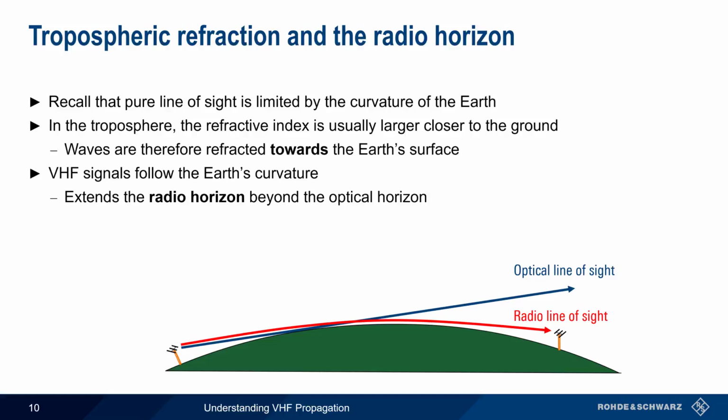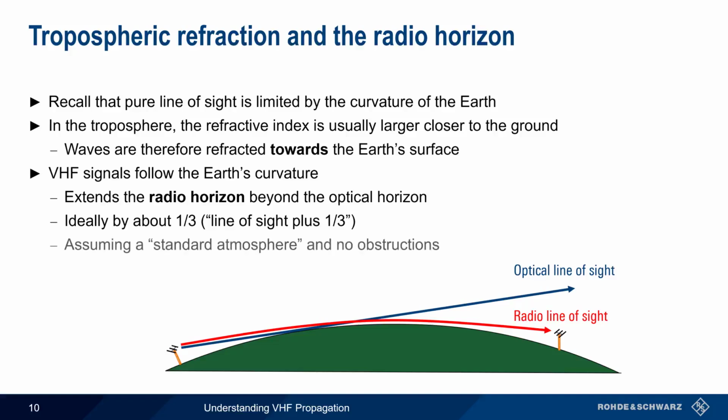Therefore, this refraction will cause VHF signals to follow the curvature of the Earth, and will extend the radio horizon beyond the optical horizon. Under ideal circumstances, the radio horizon is extended by about 1/3, so you may hear this phenomenon referred to as line of sight plus 1/3. Note, however, that this assumes a standard atmosphere and an unobstructed path, so the actual extension of the radio horizon due to refraction may be significantly smaller under non-ideal, non-standard conditions.